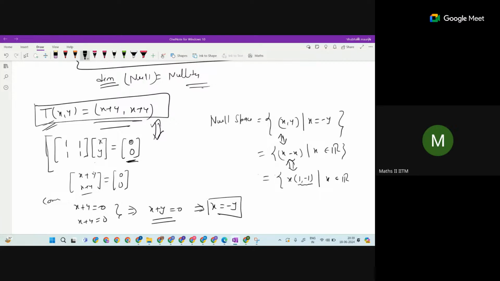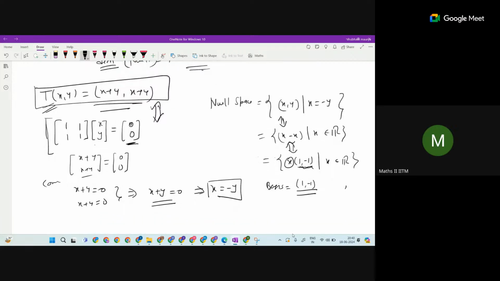This is generating. This x is any real number, and this is your generator. So the basis is (1, minus 1). The basis of your null space is this one, and the number of elements in the basis is 1 only. So nullity is 1. Dimension is the number of elements in the basis. Is this clear? How is nullity 1? Yes, sir.